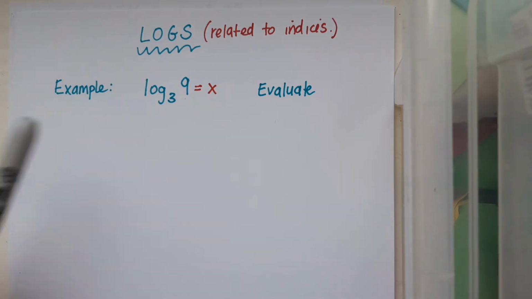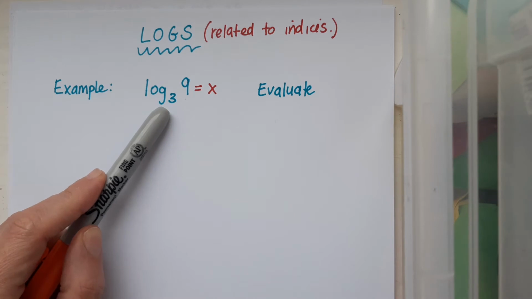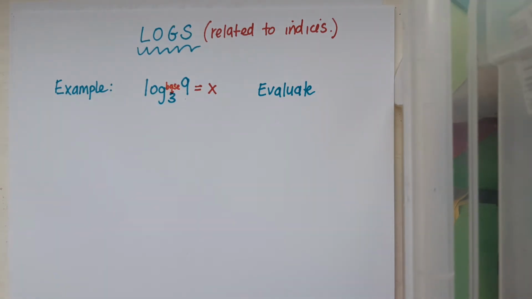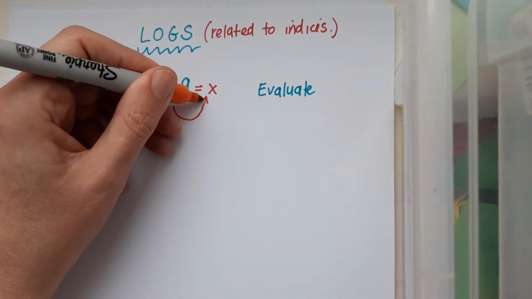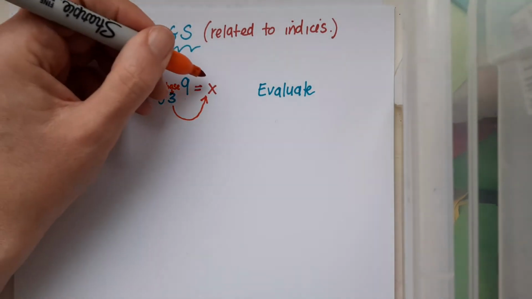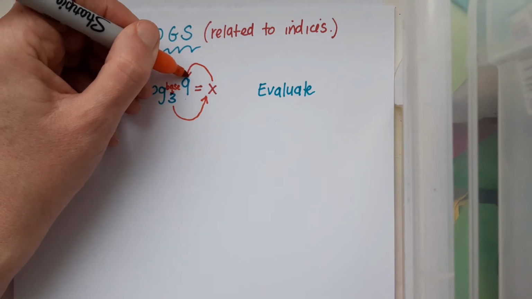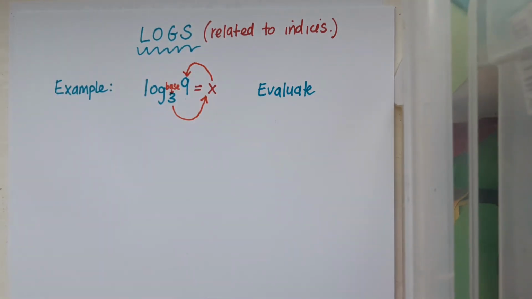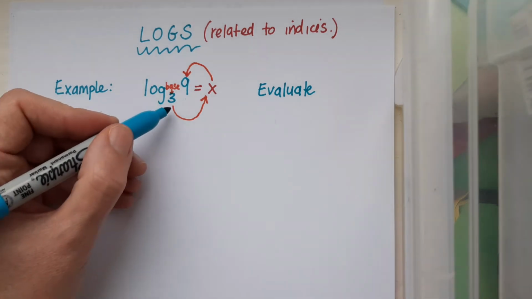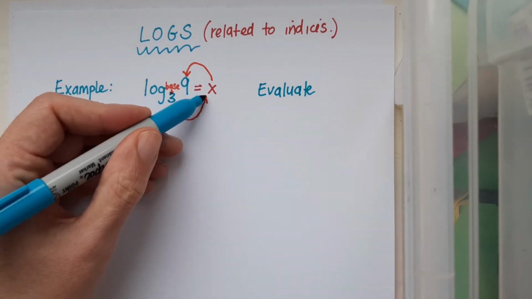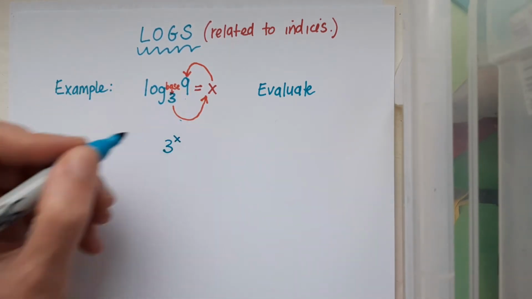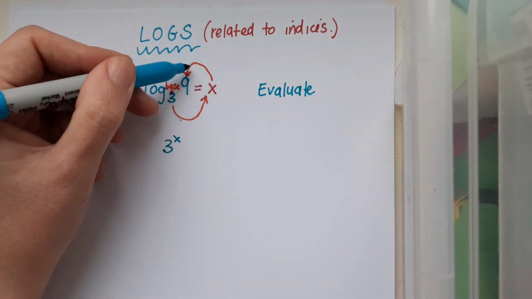To do this, I start with the base, which in this case is 3. From the base, I'm going to draw an arrow to the other side of the equation and then back to this 9 here. This helps me to visualize how to write down my exponential equation. So my exponential equation is going to be written like this. I'll start with the 3. Then x is my power, and it's equal to the 9.